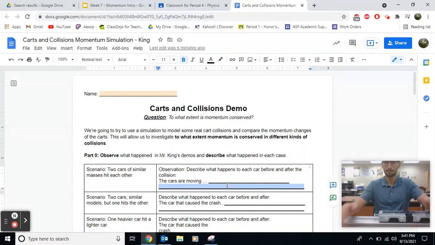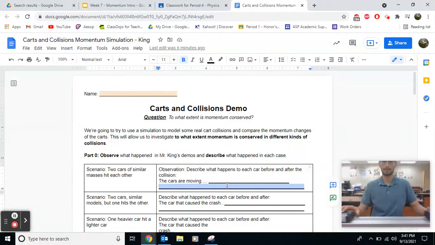Okay? So what happens moving around the same speed and they collide? What happens to one car and what happens to the other car? Okay? Who takes more impact? Try and figure it out.